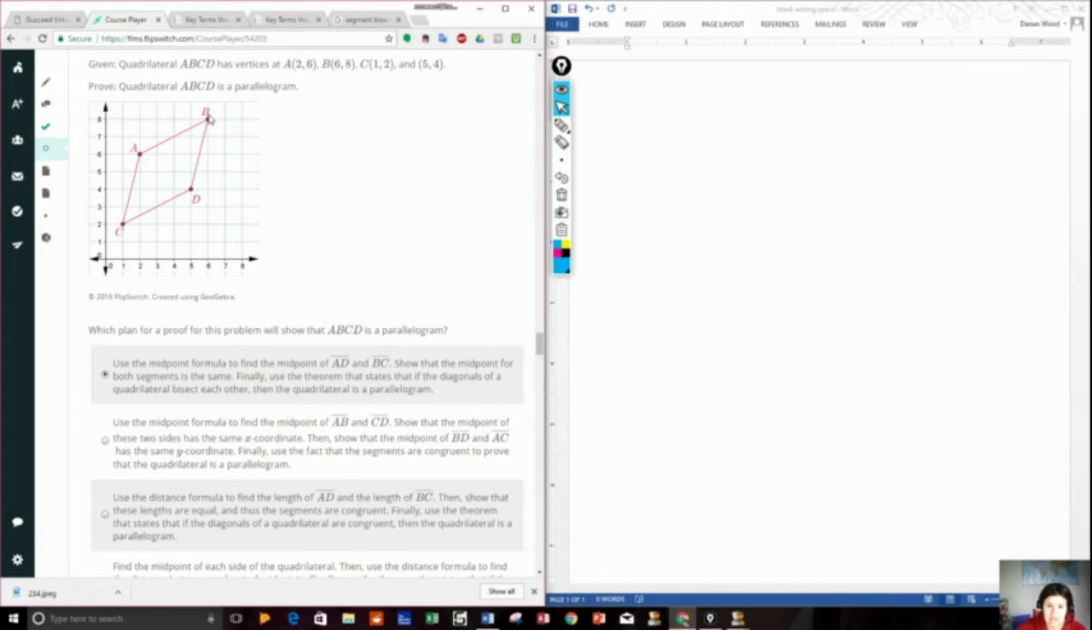Well, AB is a side and CD is a side, so that's not going to prove that it's a parallelogram. So use the distance formula to find the length of AD and the length of BC. Then show that these lengths are equal and thus the segments are congruent. Finally, use the theorem that states that if the diagonals of a quadrilateral are congruent, then the quadrilateral is a parallelogram.